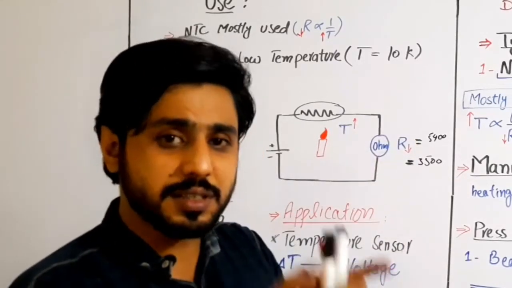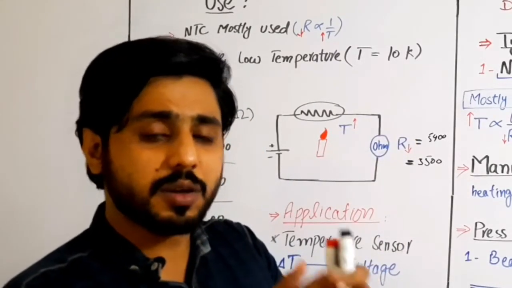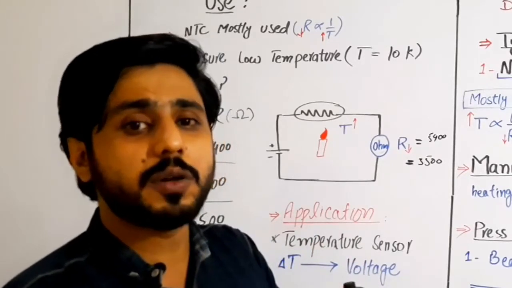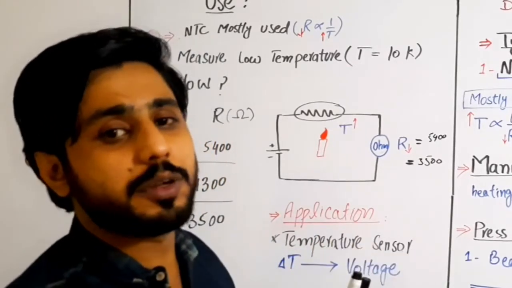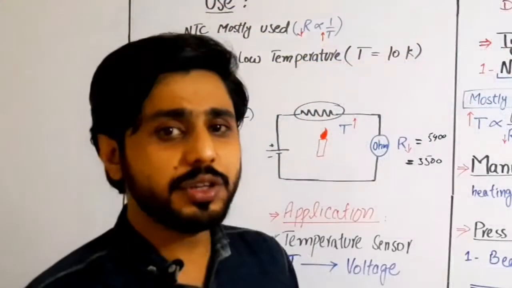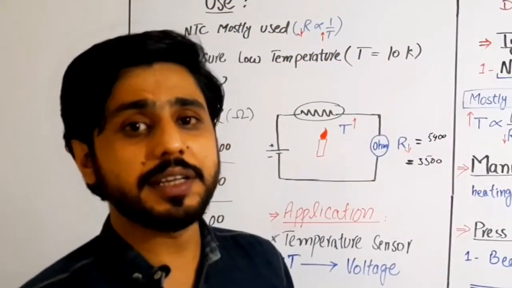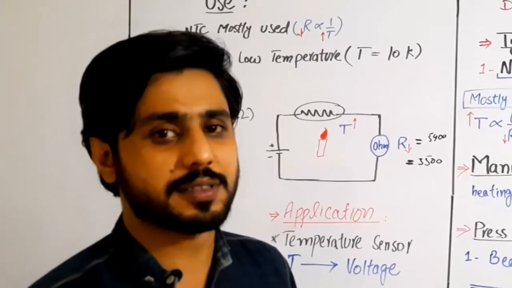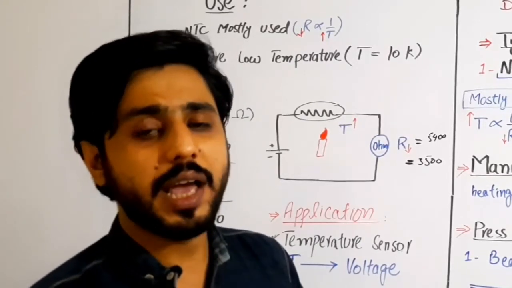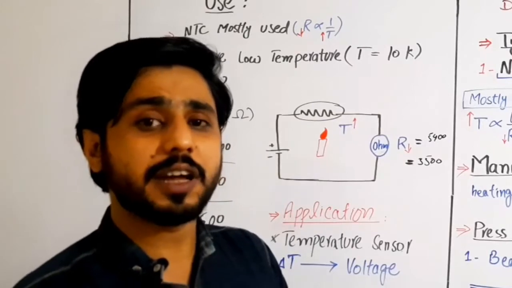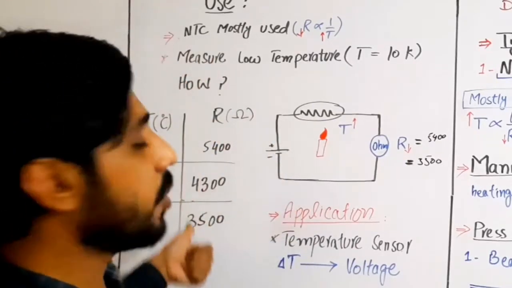If we know the resistance, then at that particular value of resistance there will be a value of temperature, and we know that a 1 degree Celsius rise in temperature will decrease resistance by 5%. This is a general formula, and according to this formula we have calculated different values which I told you.